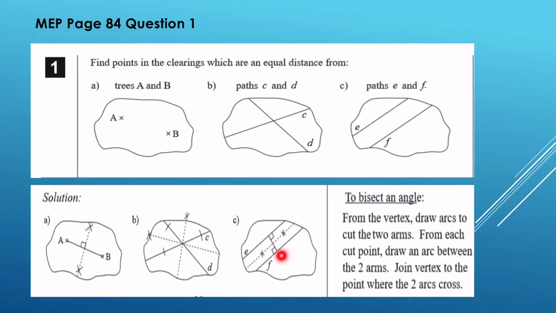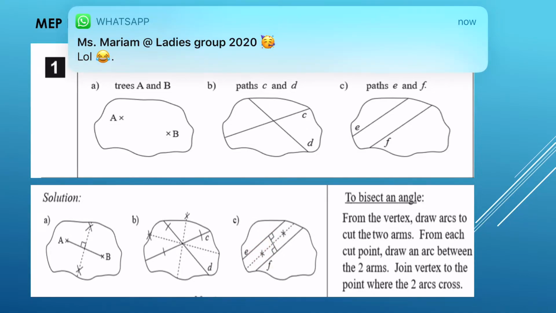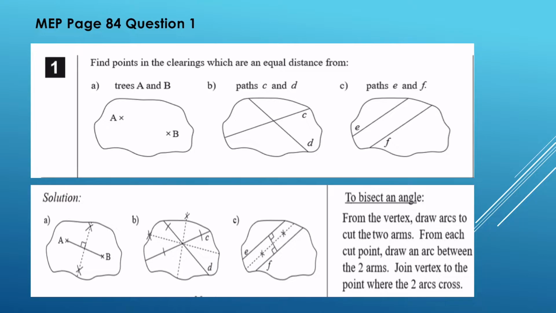For paths E and F, we have to draw a perpendicular line between E and F, so one line that is perpendicular to both. And then from here, we open our compass, we draw an arc, and with the same distance we draw an arc over here. And then from this point, we draw an arc here, and from this point, we draw an arc here. These two arcs, we join them, and the line joining these two arcs is the line that has all the points that are on equal distance between paths E and F.